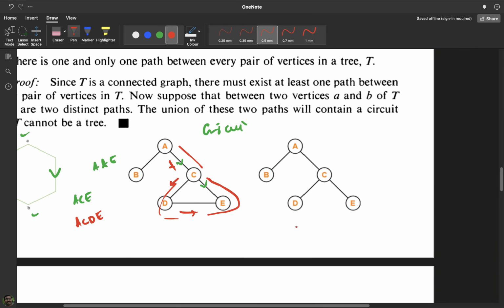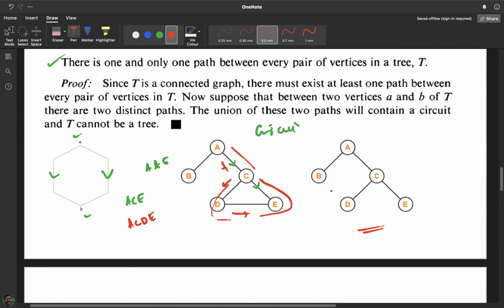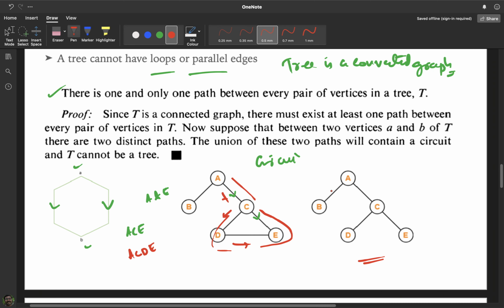That's a simple idea, and I have given you an example of a tree here. You just think of that again. Suppose there are two paths, when you take the union, somewhere along that union you will have a circuit. So in a tree you can have exactly one path between any pair of vertices. Very simple, straightforward theorem.